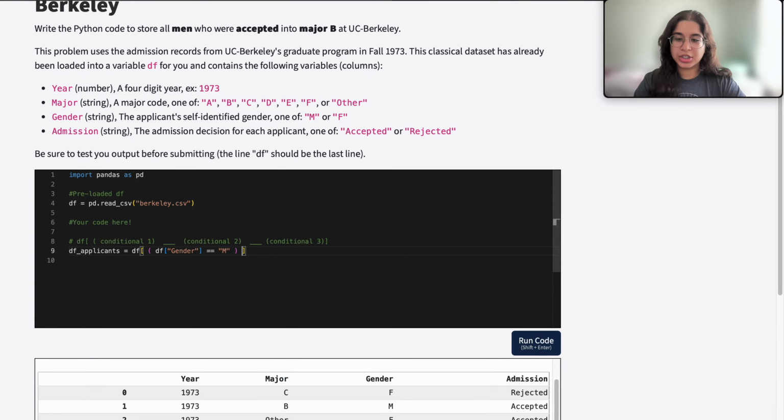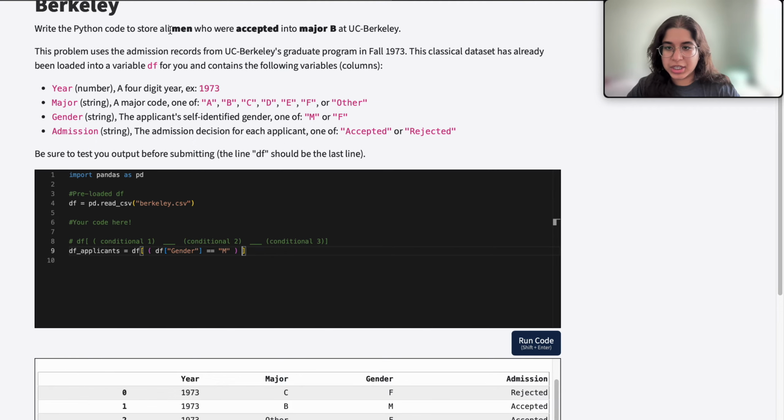And then should come our second condition. When we look at which Boolean operator to put between each of our conditions, we should ask ourselves, what type of relationship are we looking at? Do we want all men who were accepted, or they were in major B, or do we want all men, either they're males or they're any applicants who were accepted, or do we want all men who were accepted and they are in major B?